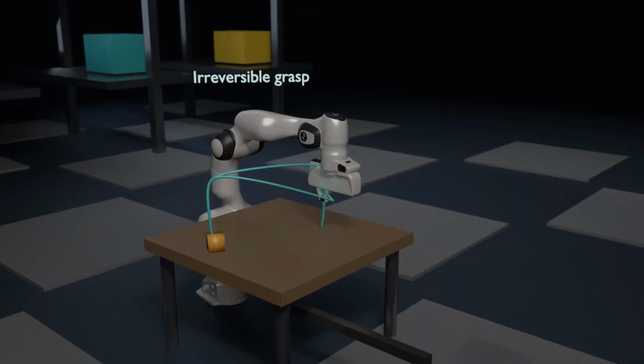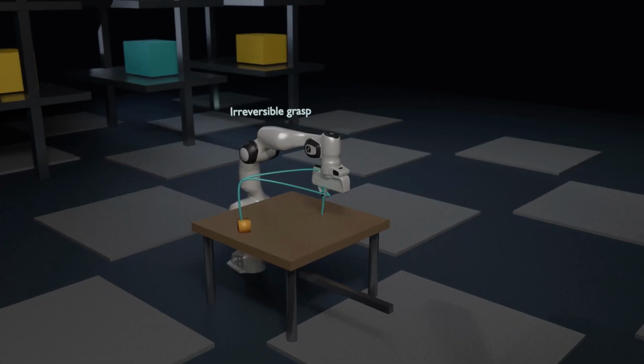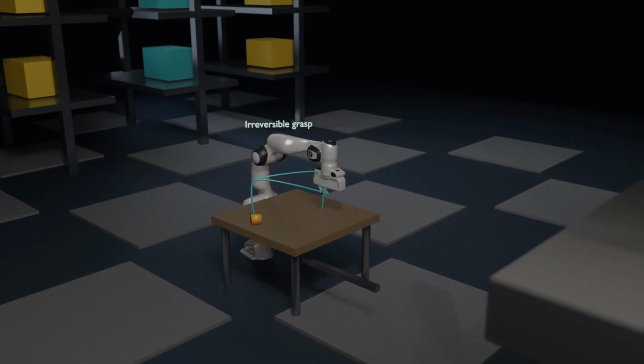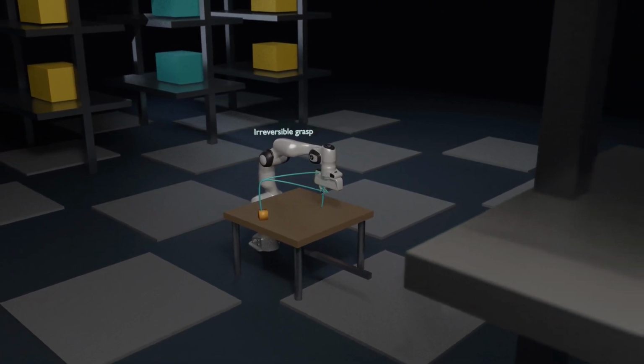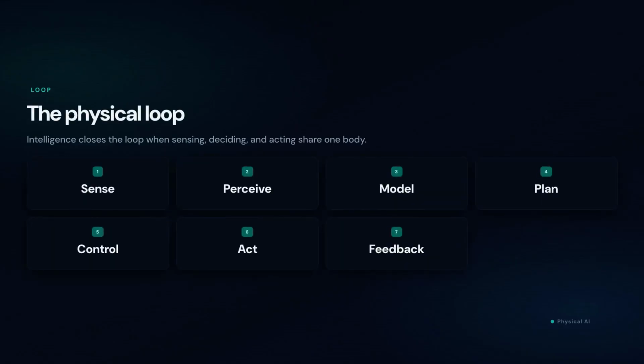To act safely there, a robot must close a loop. Sense the world, think about what is true, plan under physics, then act, and learn from what actually happened. That loop is the physical AI pipeline, the mental model for this entire course.